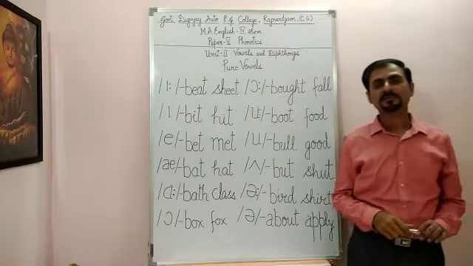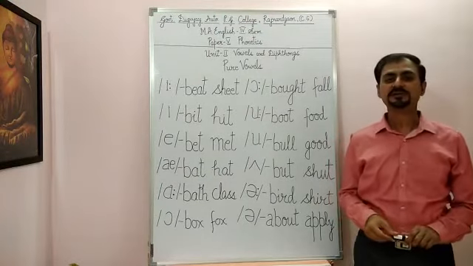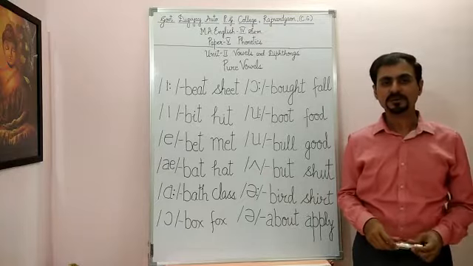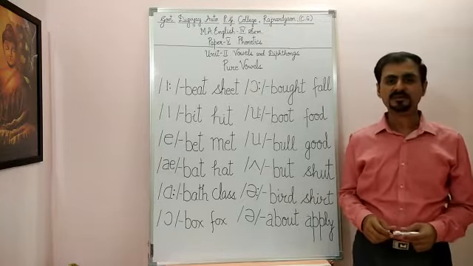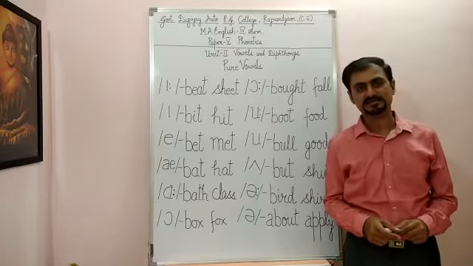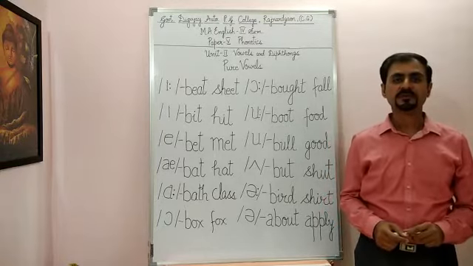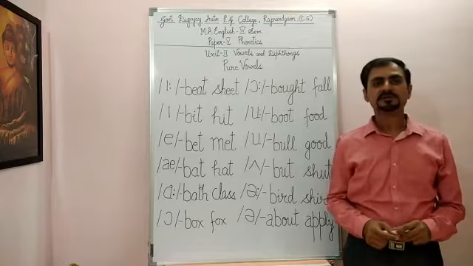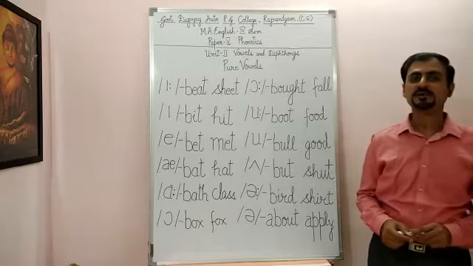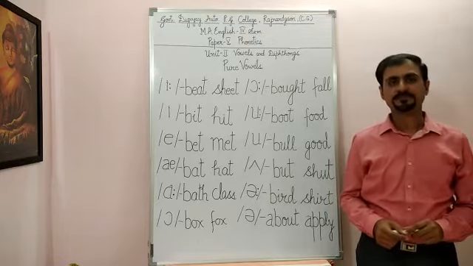Hello everyone, welcome to another class of MA English, Semester 4, Paper 5. The name of the paper is Phonetics and Statistics. Today we are going to deal with Unit 2 of that paper, which covers the classification and description of vowels.